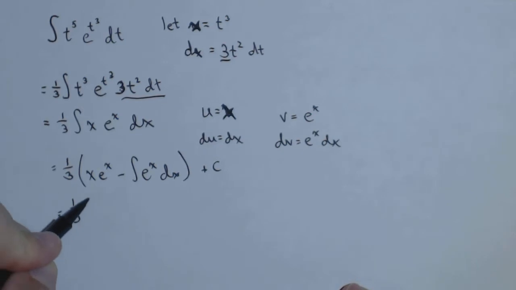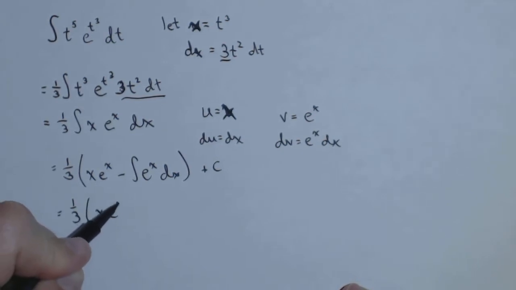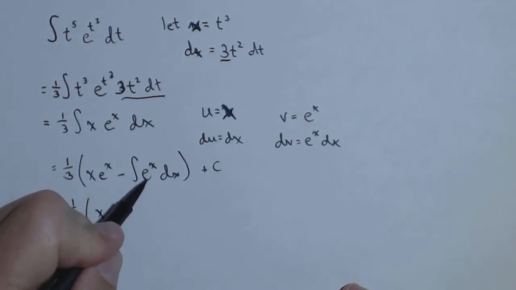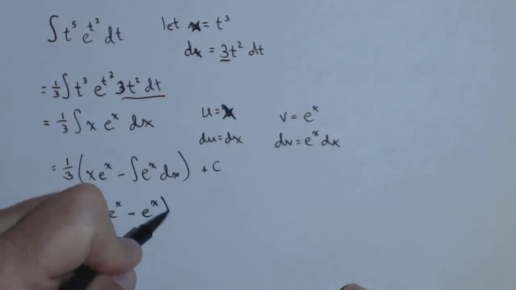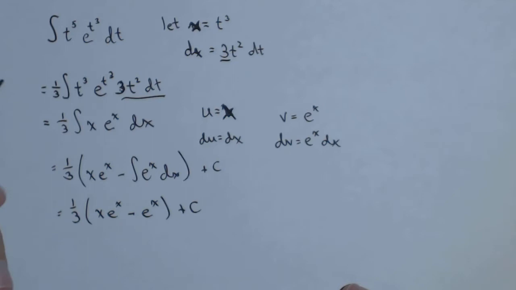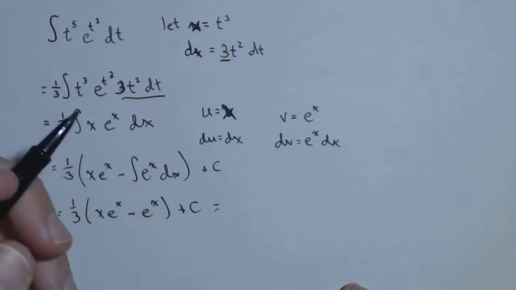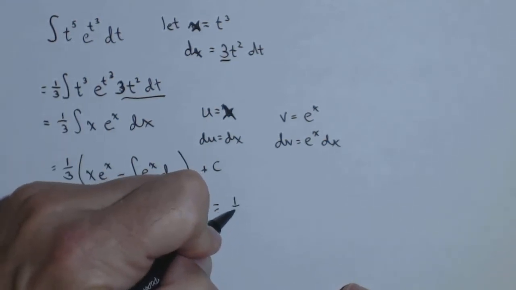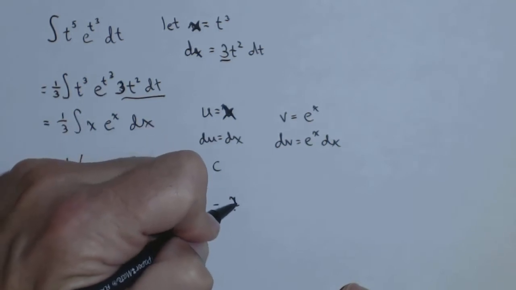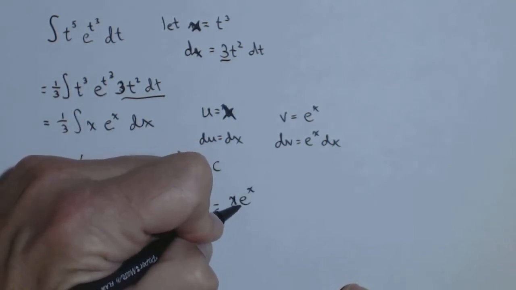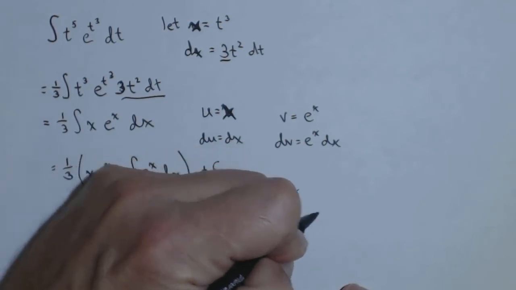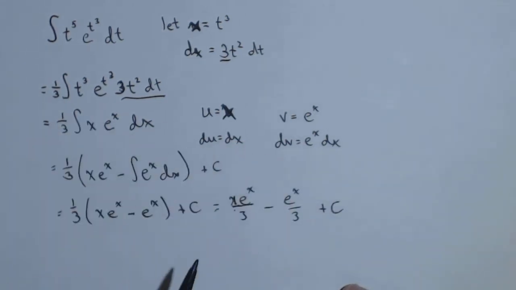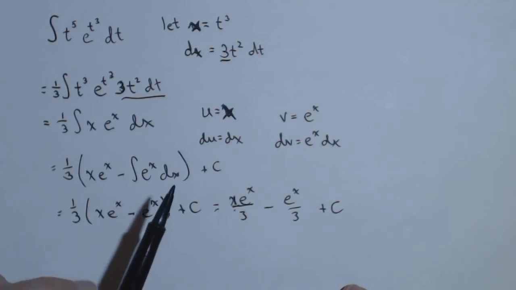So we got 1/3 x e to the x. We'll multiply that 1/3 in later. The antiderivative of e to the x is e to the x plus c. So let's write it over 3. We have x e to the x over 3 minus e to the x over 3 plus c. Or if you want to leave the 1/3 factored out, that's fine. But we're not quite done.